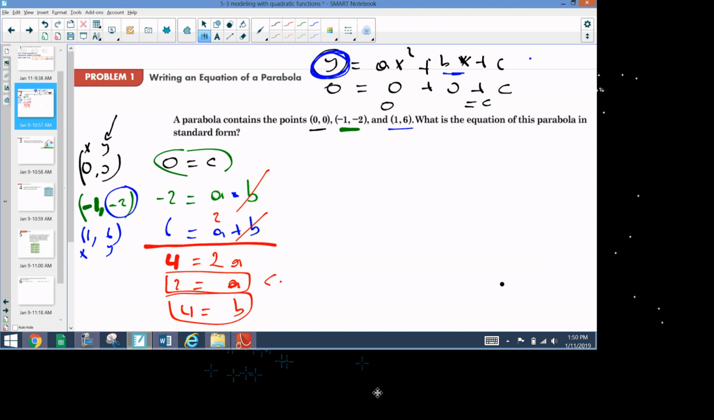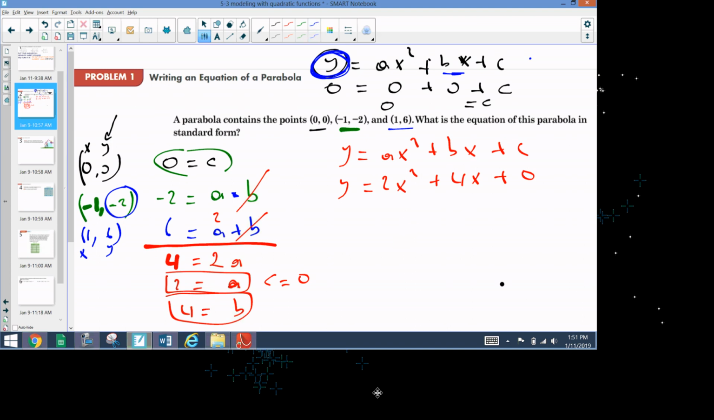So you guys already know C, right? Now what you're going to do, get back to the standard format, and then just plug in those numbers to the right places. A is 2, B is 4, so 2x squared plus 4x plus 0. How did I do that? Okay, let's repeat that again.